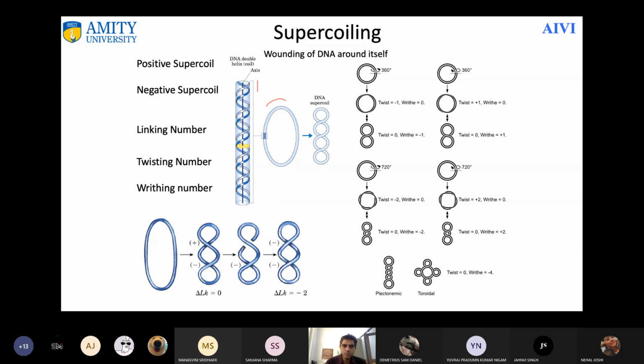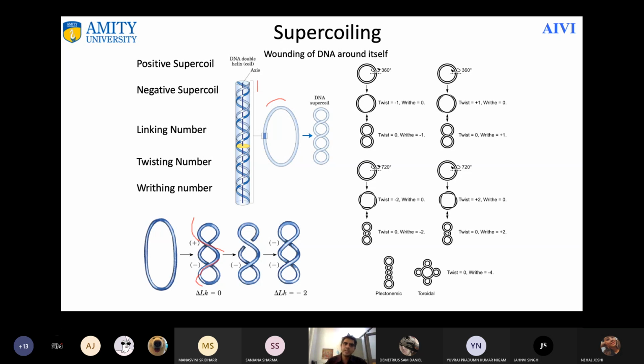You can see that a positive supercoil is when your crossing goes from left to right, and if it goes from right to left, then it is a negative supercoil. This is the main difference between negative and positive supercoil. Simply, if DNA is crossing over, then it is a negative supercoil. If DNA is going behind, then we call it a positive supercoil. This is just terminology for how it is supercoiled.